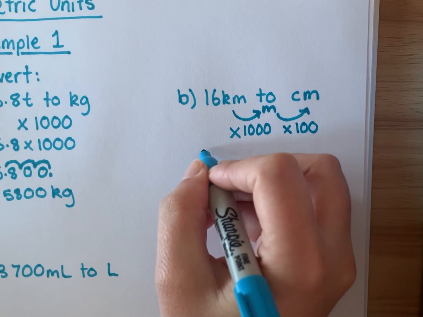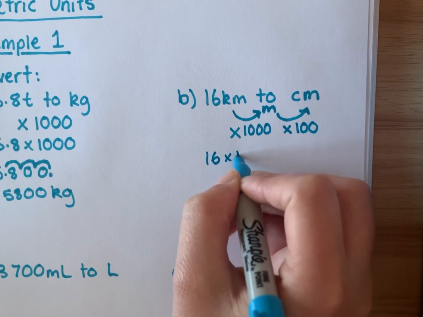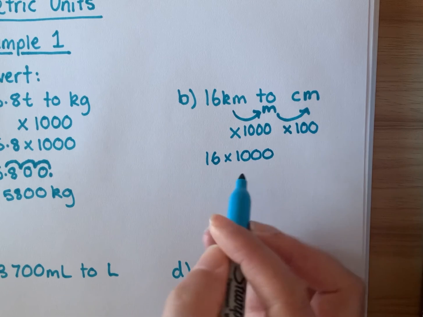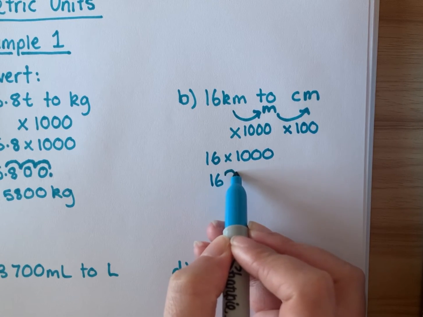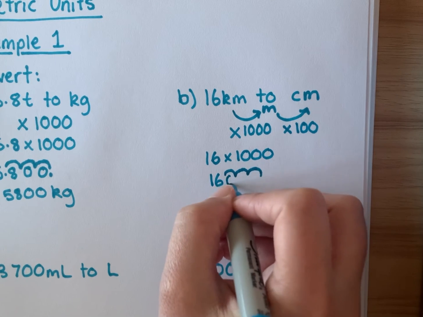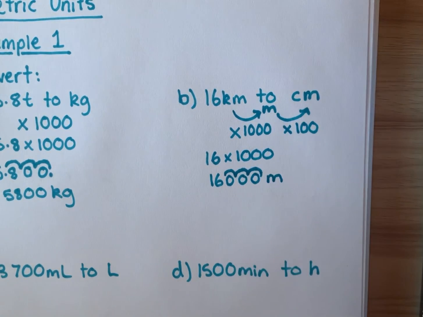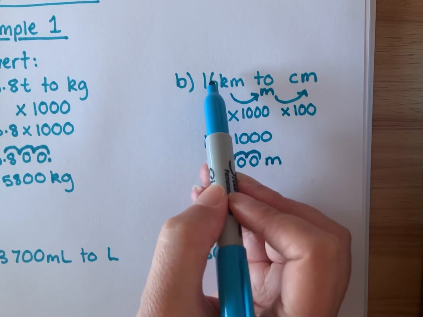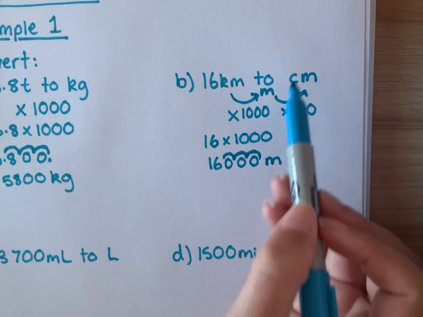So first I need to do 16 kilometers multiplied by 1000. So 16 multiplied by 1000, I just need to move the decimal place 3 spaces. So 1, 2, 3, it's just like adding 3 zeros. And now I've converted to meters. So 16 kilometers is the same as 16,000 meters, but I want it in centimeters, so I need to do another operation.